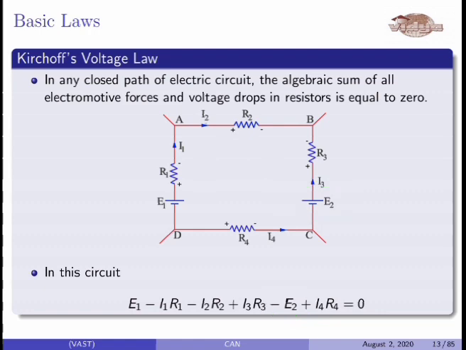Again when we reach R4, and we are traveling in this direction, the voltage is rising across R4, and that voltage is I4 into R4. So you will get this equation: E1 minus I1R1 minus I2R2 plus I3R3 minus E2 plus I4R4 is equal to 0. This is how we apply Kirchhoff's voltage law in a network.